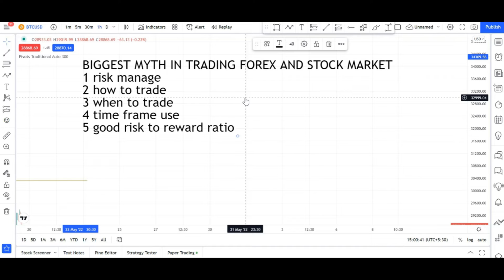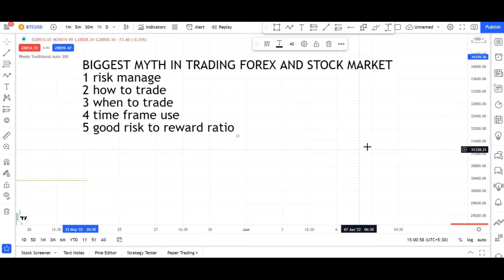You can go and check out my analysis: whenever news is coming, at that time I never do any analysis. Once a week, on Sunday, I do the analysis, and the whole week I stick with that only, because the chart will show you more than anything.